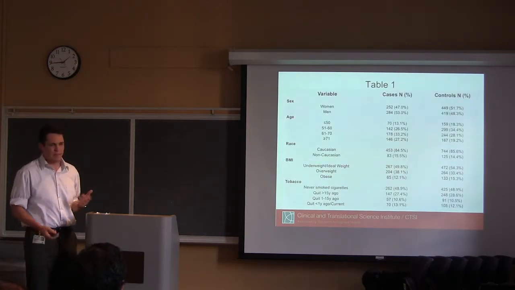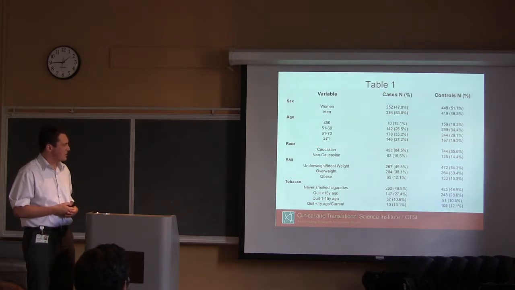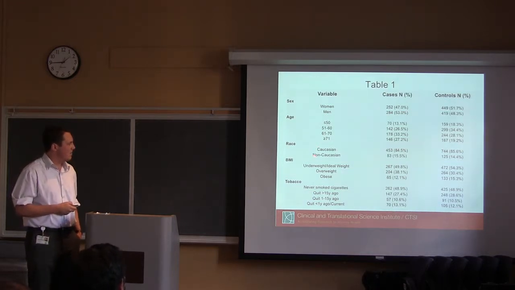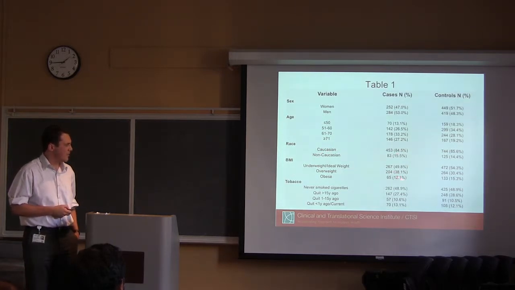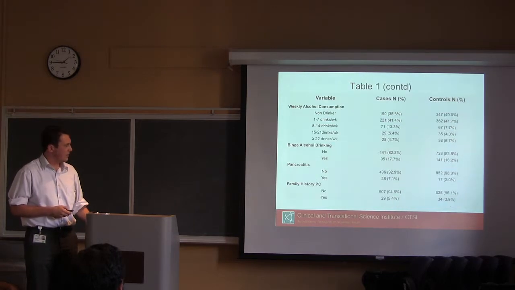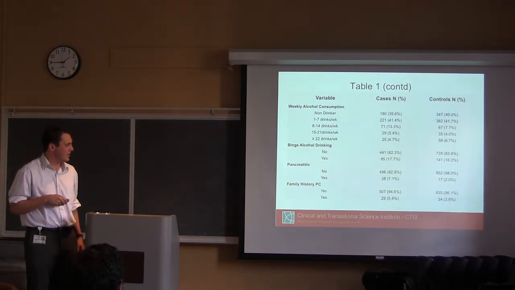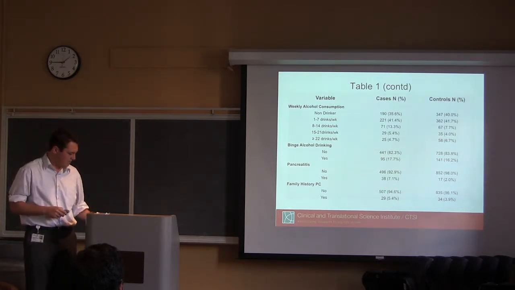So this is part of our Table 1. This is just some interesting information about our study. We were matched on sex and age in 5-year groups, and this is condensed to 10-year groups. An overwhelming percentage were Caucasian. Over half of cases were overweight or obese, and just under half were overweight or obese for controls. Over half of both groups smoked cigarettes at some point in their life. Over half were drinkers, but a significant minority were binge alcohol drinkers. And significantly more of the cases had ever had pancreatitis or a family history of pancreatic cancer.